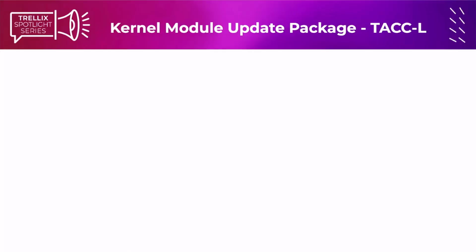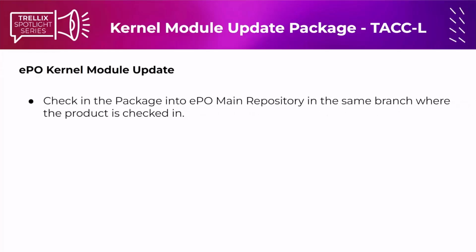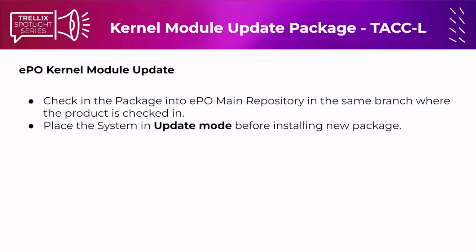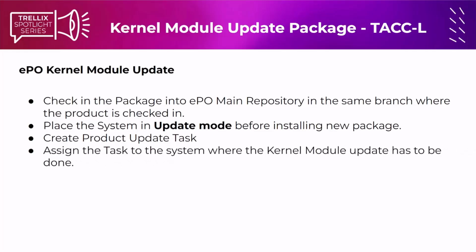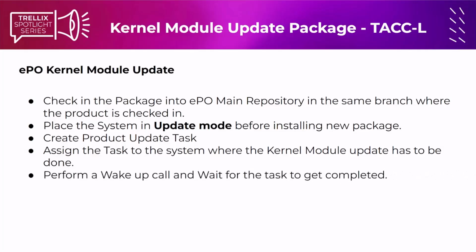Let's see the steps required to perform the kernel module update using ePO. First thing is to check in the package into the main repository in the same branch where the product is checked in. Then, a very important step is to place the system in the update mode before installing the new package. Then, we will have to create a product update task and assign the task to the system where the kernel module update has to be done. Then, we have to perform a wake up call and wait for the task to get completed.